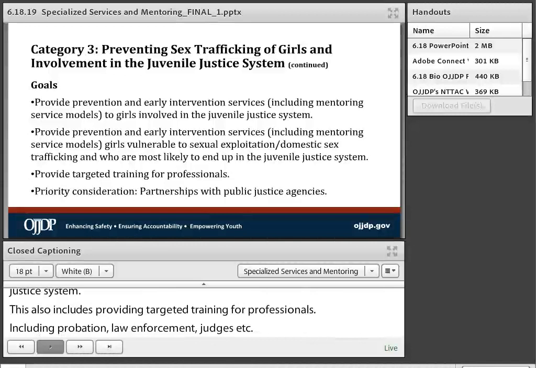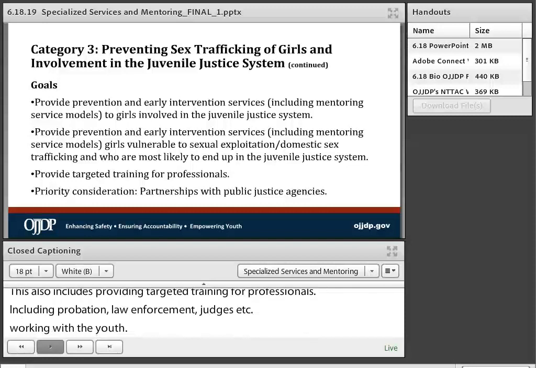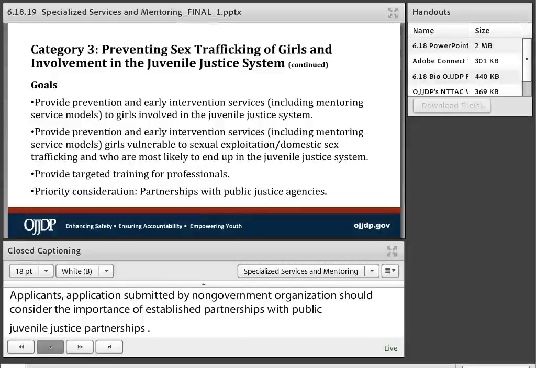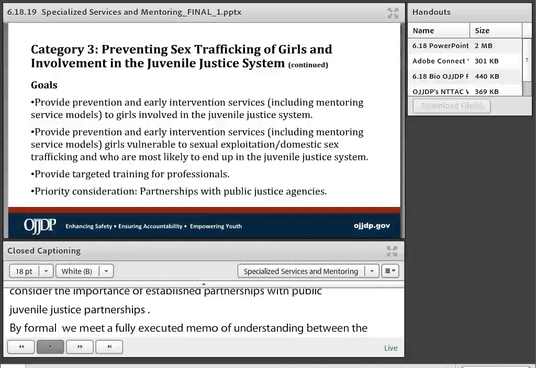Applications submitted by non-government organizations should consider the importance of an established partnership with public juvenile justice agencies at the local or state level. And this will be a priority consideration, so those that show evidence of a formal relationship. And by formal, we mean a fully executed memorandum of understanding between the agencies that address the objectives of this funding opportunity. So a partnership with a public juvenile justice agency at the local or state level will be a priority consideration under this category.